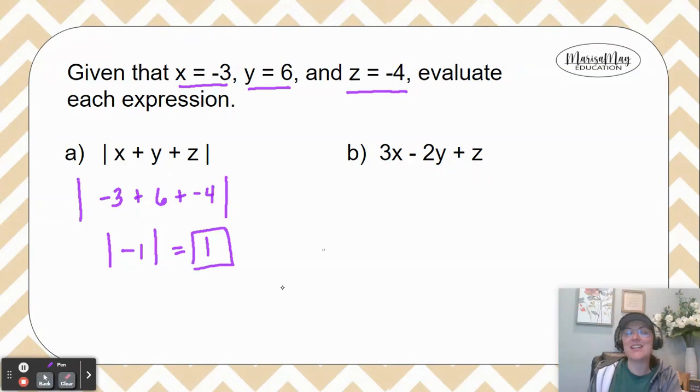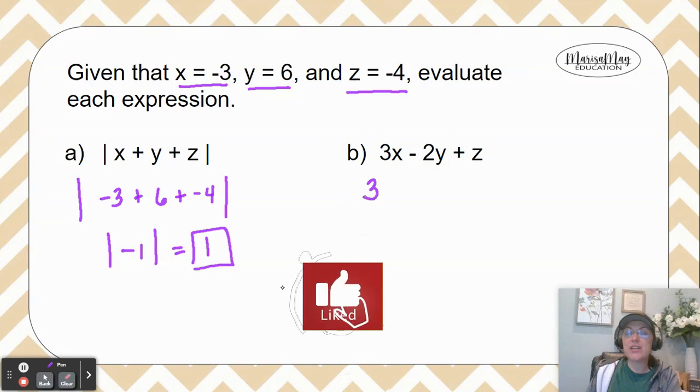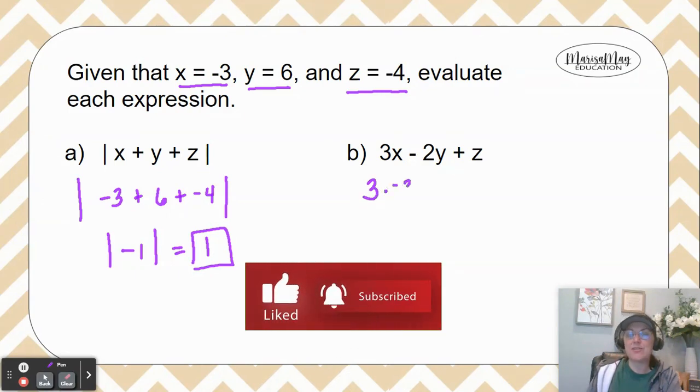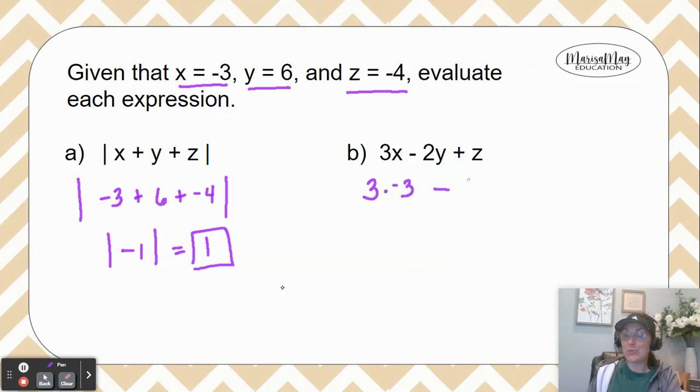Let's do one more just like that. For problem B here, notice that I have 3x. So if I'm going to substitute -3 in for x, that now becomes 3 times -3 minus 2y. That becomes 2 times 6 plus z, which is -4.